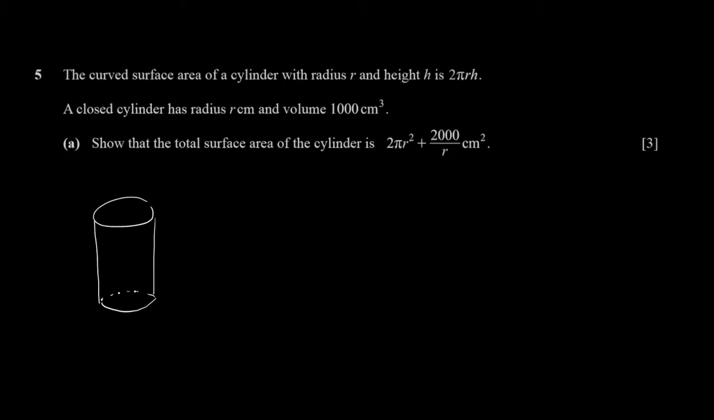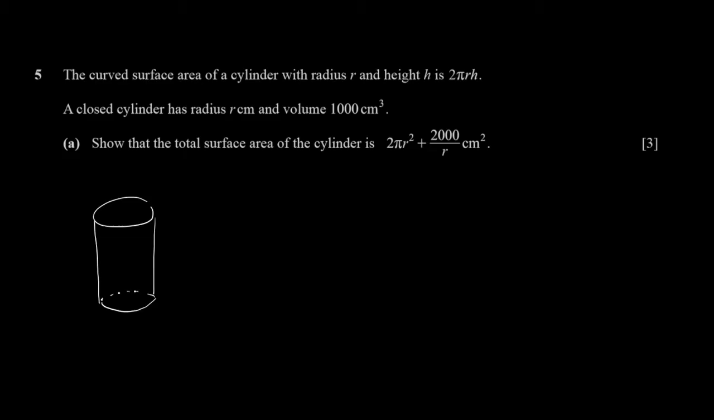Okay, here we are in question 5. The curved surface area of a cylinder with radius r and height h is 2 pi r h. A closed cylinder has radius r and volume of 1,000 centimeters cubed. Show the total surface area of the cylinder is given by this. Now I think it's often helpful to draw out a cylinder so you've got a rough idea of what's going on here.